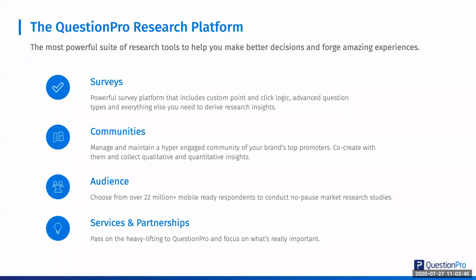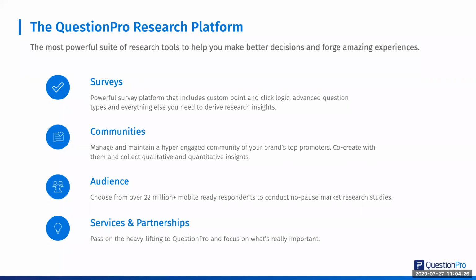Yeah, thanks, Crystal. First, I want to go over the QuestionPro research platform just to give everybody a background on what that is. It's the most powerful suite of research tools to help you make better decisions and forge amazing experiences. I think Crystal's fond of that because she came up with that line. But really, what it allows for is our survey platform that includes point and click logic, advanced question types like conjoint and max diff, some of which we'll get into a little bit today, but even others like card sorting and heat map, hotspot question types, and everything else you need to derive research insights.